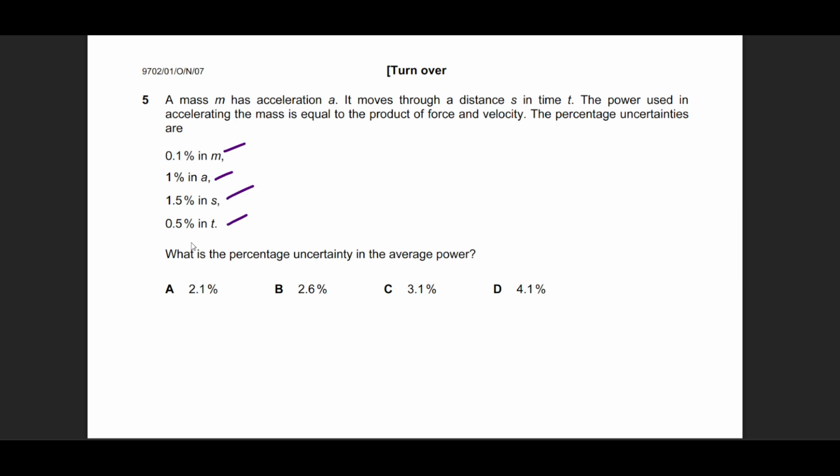Now he says that the power used in acceleration of mass is equal to the product of force and velocity. So a formula for power, which is equal to force into velocity. He says that there is a mass m. He defines every variable he's using. So acceleration is a, there is a distance s and time t. He says find the uncertainty in the average power.